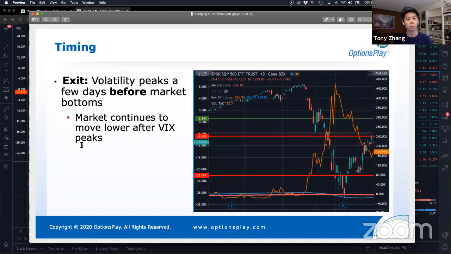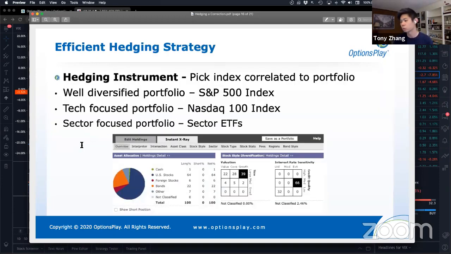Those are the 3 most important timing things to think about when you're thinking about putting on a hedge for your portfolio. In my opinion, that is more important than what actual hedge you put on, which we will talk about here as well. Now that we've discussed the timing, let's talk a little bit about how you put on a hedge.